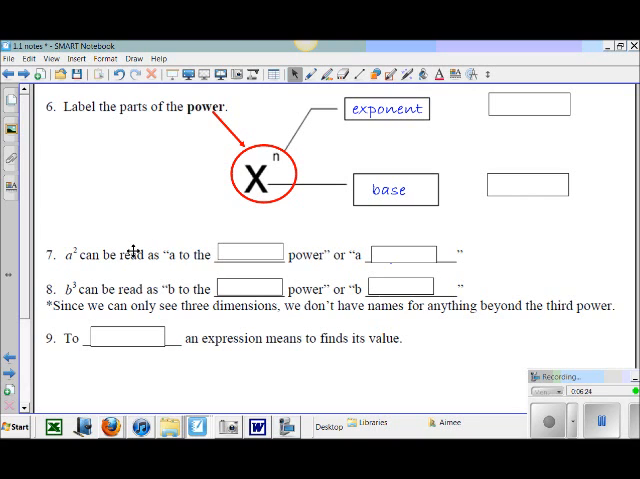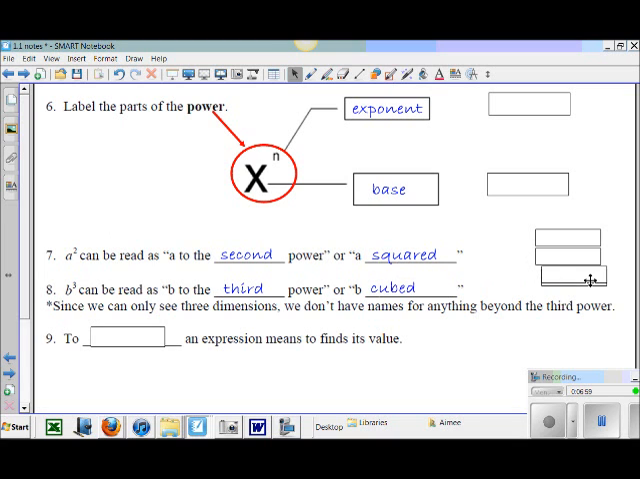In the English language, there are a couple of exceptions to reading something to a numbered power, like the first power, second power, third power, and so on. For example, a to the second power, we could also read as a squared. The reason is if we have something with two dimensions, such as a length and a width, it would make a square if both dimensions were the same. Then if we had b to the third power, we could read that as b cubed, because we would be talking about three dimensions, a length, width, and a height. If they had the same length, width, and height, they'd form a cube.